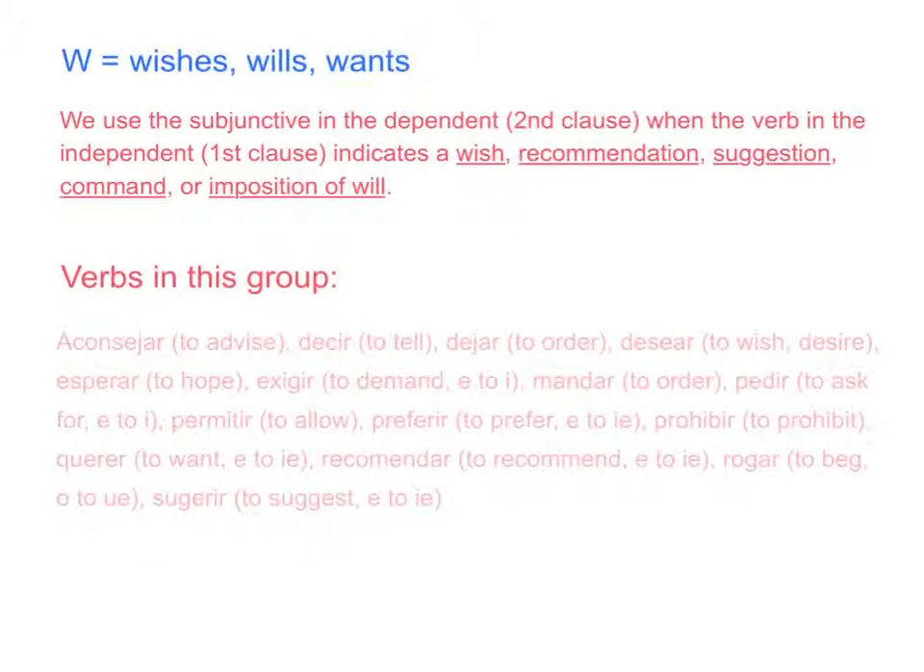For instance, if you're using the verb exigir, you are demanding that someone do something. Therefore, you are commanding them or imposing your will on them. So, if you see one of these verbs in the first part of the sentence, and the sentence contains all the other necessary elements from the four essential questions, then you will use the subjunctive in the second part of the sentence. There are some examples on the next slide.